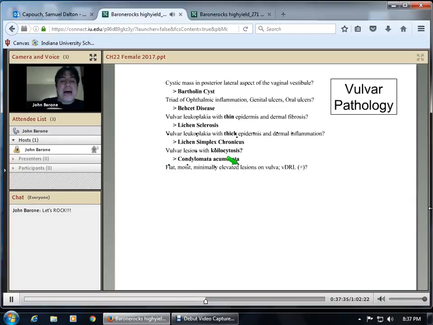All right, what are these flat, moist, minimally elevated lesions on the vulva in a VDRL positive patient? Syphilis. That's condyloma lata. Condyloma lata.